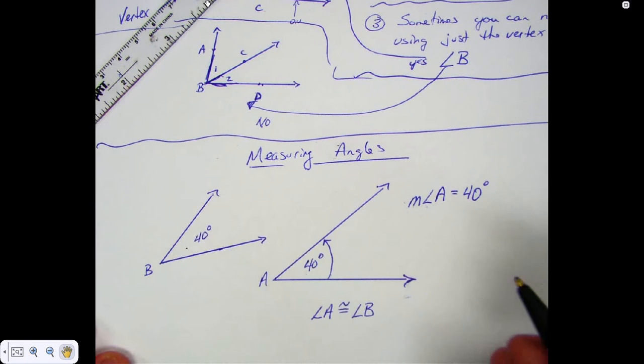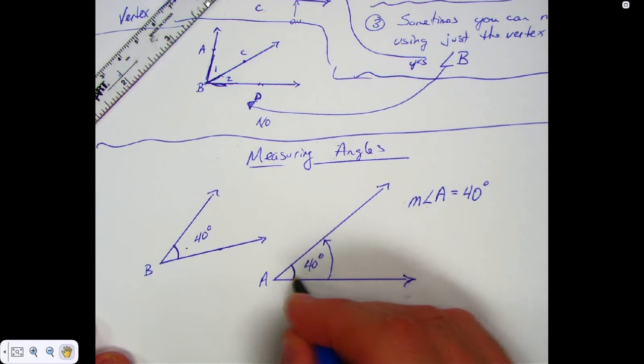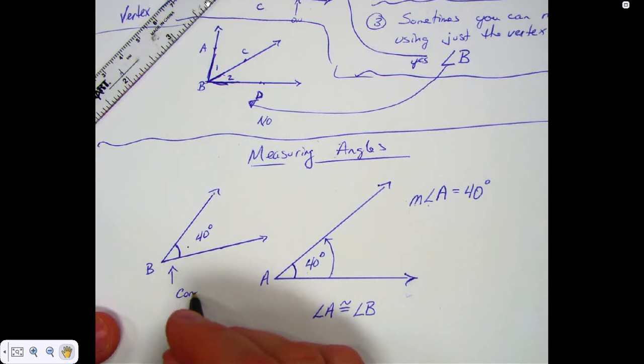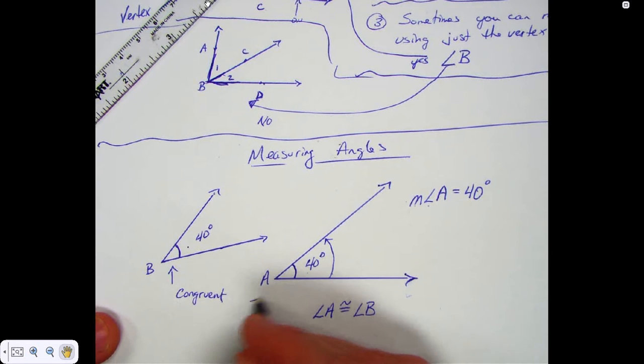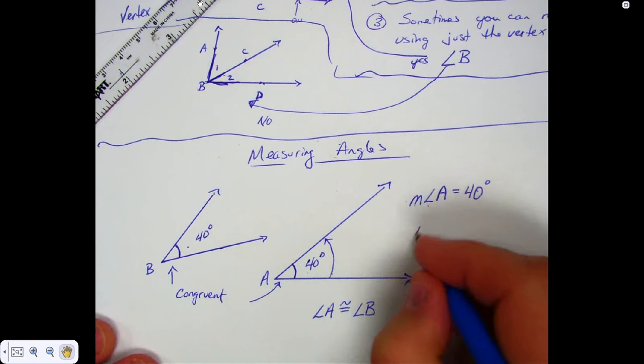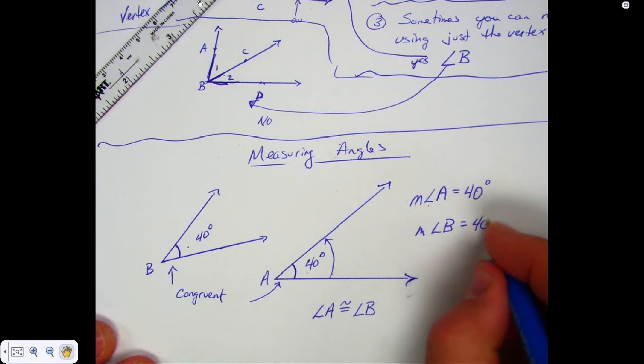Now, here's another thing you'll do. If you see an arc like this, and they draw that right there, you know what they're saying? That arc is saying they are congruent. Okay, that's what that picture means. So what's the measure of angle B? Can you guys tell me that? There you go.